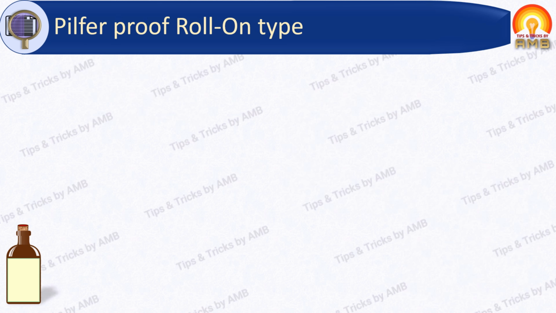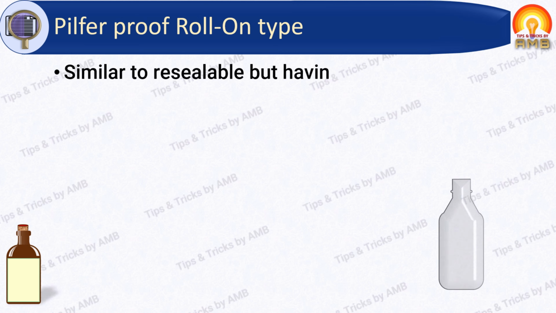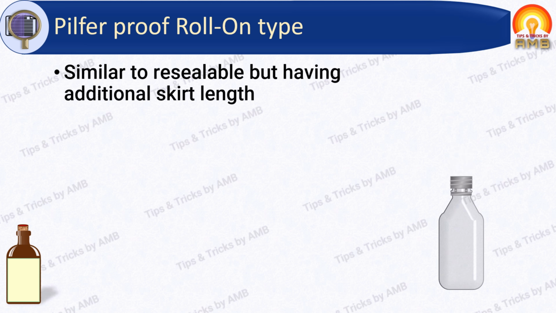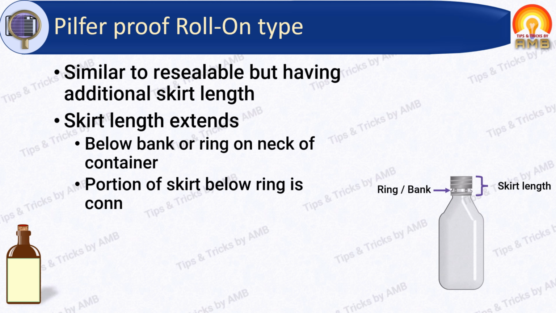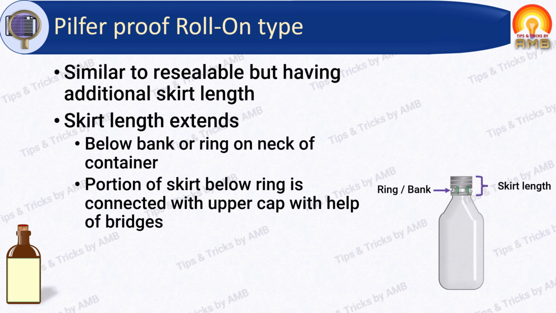Another one is pilfer-proof types. These are similar to resealable type closures but have additional skirt length. Its skirt length extends below the bank or ring on the neck of the container. The portion of the skirt below the ring is connected with the upper cap with the help of bridges.